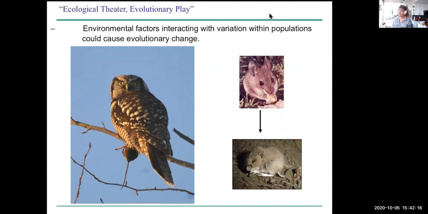So it's an ecological theater and an evolutionary play. Environmental factors interact with variation in populations that cause evolutionary change. So for example, here is a field mouse and its predator, the owl. The owl may cause a change in the community by going after the more noticeable kinds of field mice, and that may change the population of field mice. And over time, species change to be more adapted to their environment.